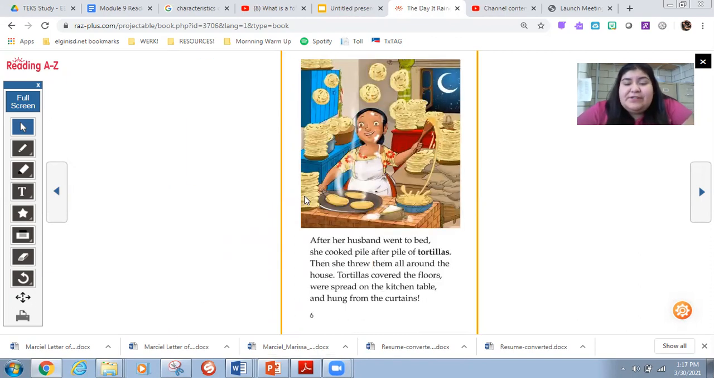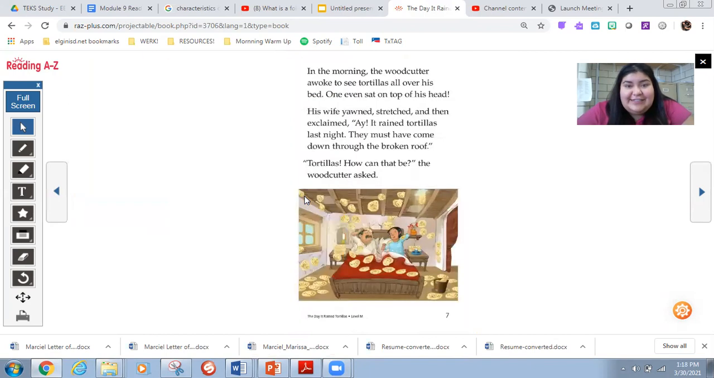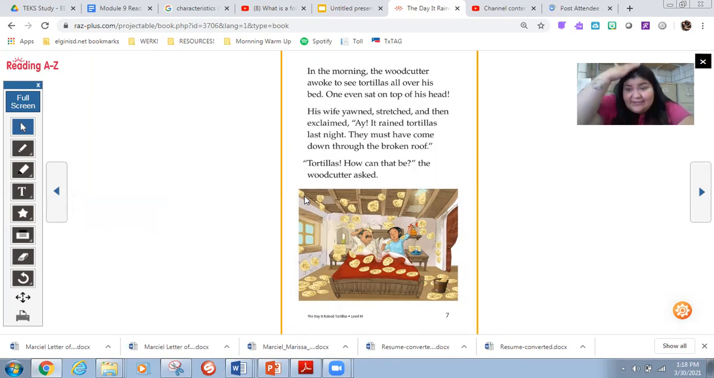After her husband went to bed, she cooked pile after pile of tortillas. Then she threw them all around the house. Tortillas covered the floors. They were spread on the kitchen table, and they even hung from the curtains. And in the morning, the woodcutter awoke to see tortillas all over. One even sat on top of his head. His wife yawned, stretched, and then exclaimed, "Ay, it rained tortillas! They must have come down through the broken roof."